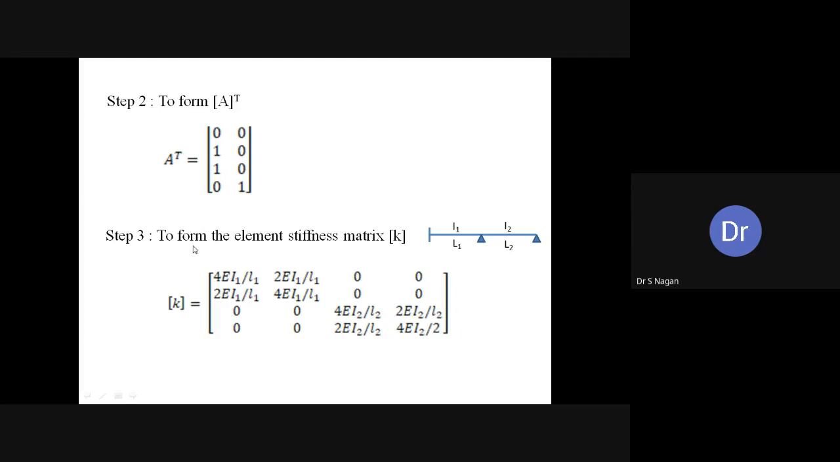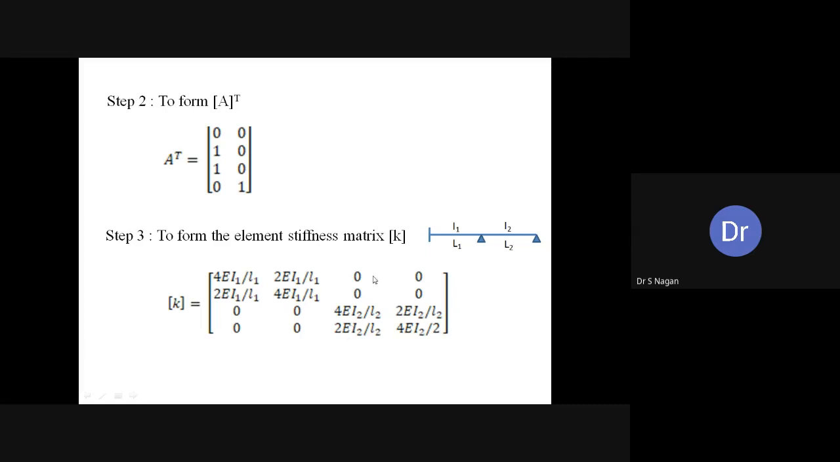Then step 3 is to form the element stiffness matrix, small k. Let us take an example of a continuous beam like this. We have a moment of inertia of portion 1 as I1, span L1, then I2, L2. This element stiffness matrix, small k, will be a 2x2 matrix for each element. So element 1: 4EI1 by L1, 2EI1 by L1, 2EI1 by L1, 4EI1 by L1. Then zeros. Then for element 2: 4EI2 by L2, 2EI2 by L2, 2EI2 by L2, and 4EI2 by L2.